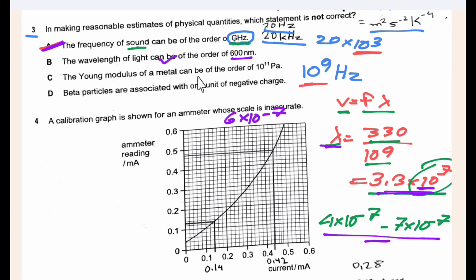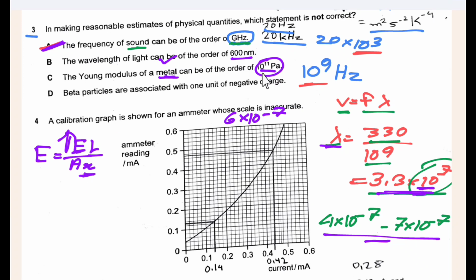Then, the Young modulus of a metal can be of the order of 10 to the power 11 Pascal. Since it is a metal, and as we know the equation for Young modulus is stress, that is force by area, divided by strain, that is extension divided by original length. So as we can see, for the Young modulus of a metal, it requires a large amount of force to extend the metal.